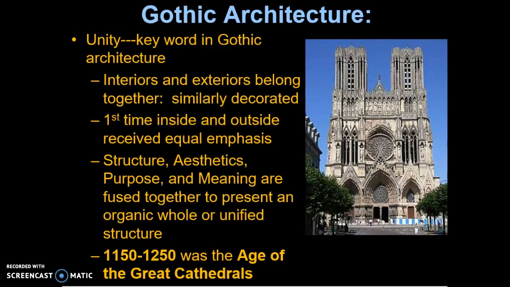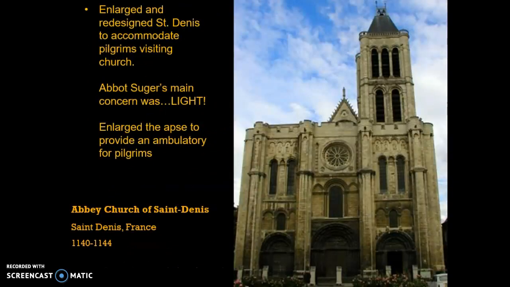And for the rest of your e-learning today, we are going to be talking about the Abbey Church of Saint-Denis, which is in Paris, France. And it's really interesting because most of the other cathedrals and such, we have a hard time pinpointing the origin of the style. But with Saint-Denis, we can really pinpoint the exact beginnings of Gothic architecture.